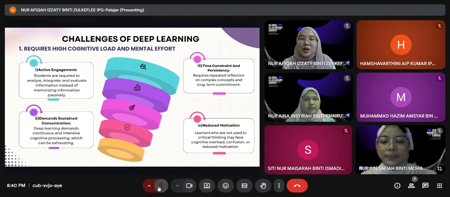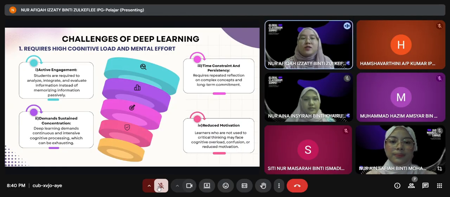Well, thank you so much, Ayn. Well, after all the benefits that we presented before, of course, there are certain challenges of this approach, which is deep learning. So, based on the name itself, deep learning, of course, it requires you to immerse yourself in the understanding of that deep knowledge.